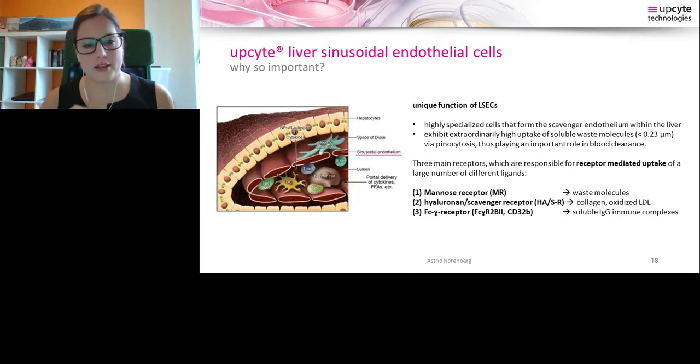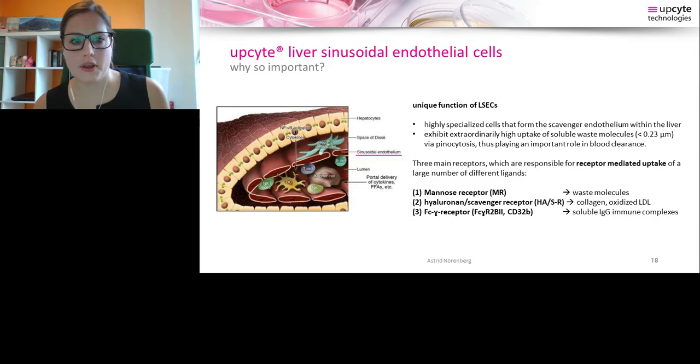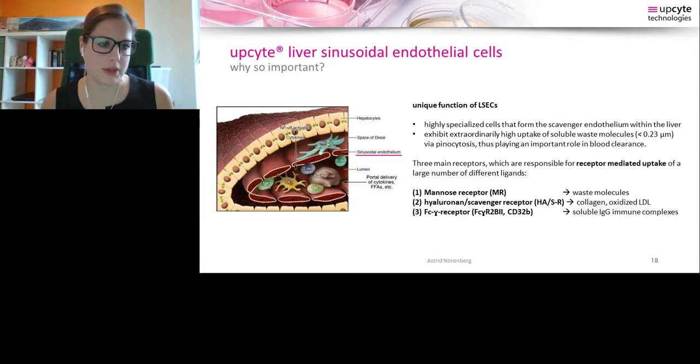So the LSECs are lining the blood vessels within the liver, in highly specialized cells. They are scavenger endothelium within the liver. And to them, we did basically the same as we did to the hepatocytes. So we upcyted them, and they're quite known for three main receptors. They have a high uptake within the liver, and they also take up a lot of toxins and transfer them to the hepatocytes. The most common known liver-specific uptake receptors are the mannose receptor, the scavenger receptor, and CD32B.